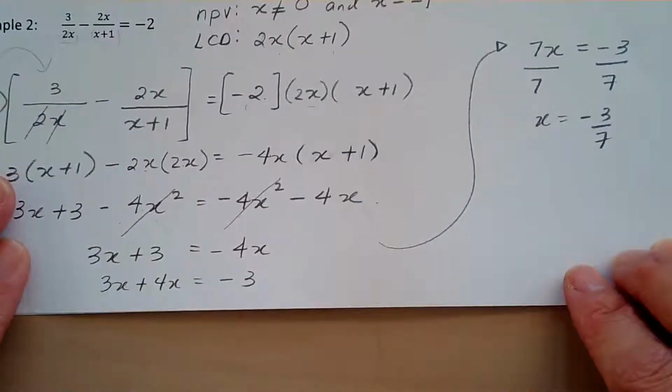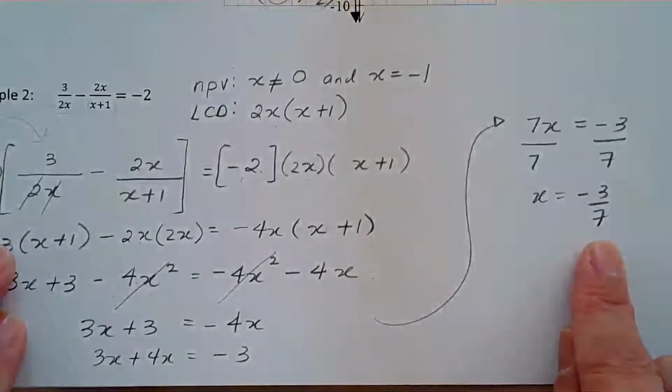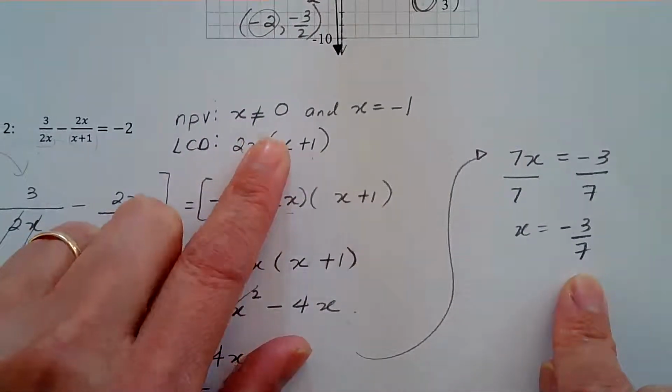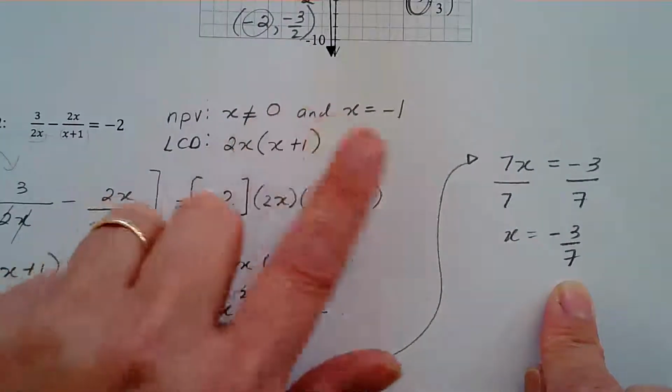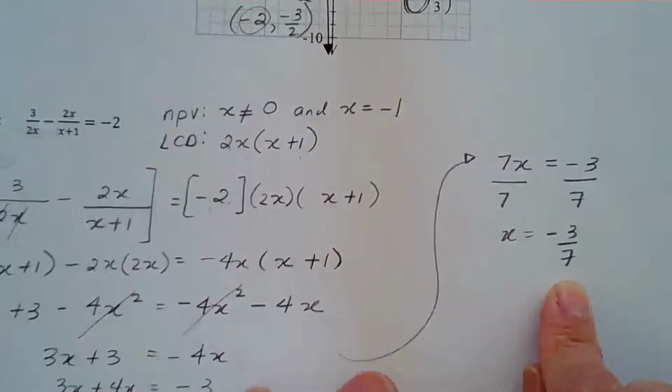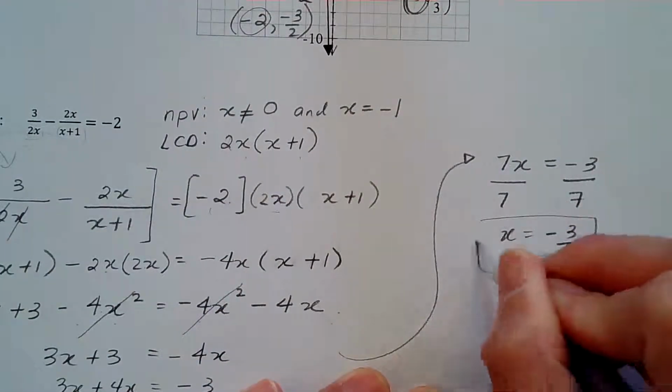Is that good? Now we look at this, negative 3/7, and I check up here, is negative 3/7 part of the non-permissible value? No, it's not the non-permissible value, so therefore, this is our solution.